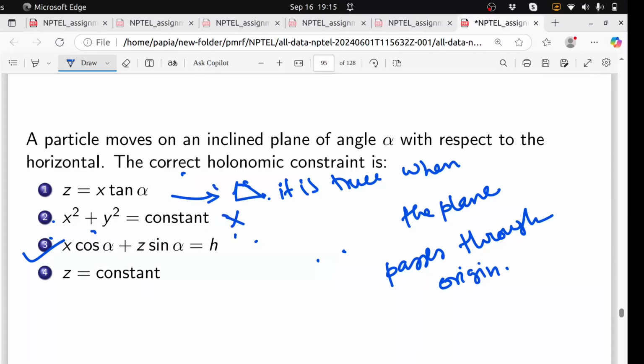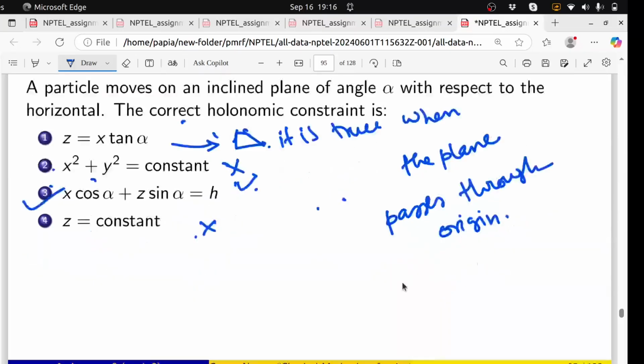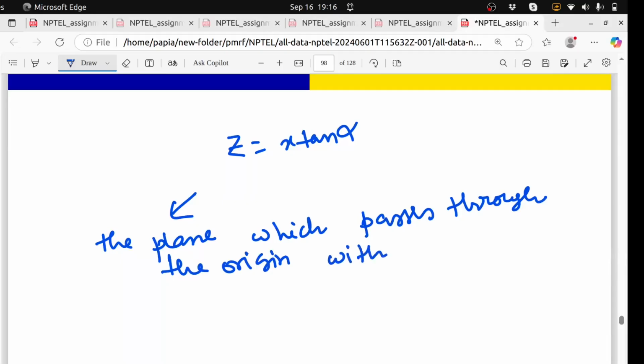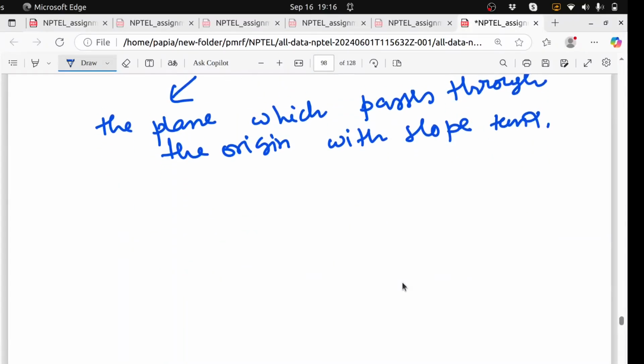Like this represents a cylinder, not a plane, and this is the correct one. And z equals to constant is a horizontal plane, that is also not correct. So I can tell the other options as well. z equals x tan alpha represents the plane which passes through the origin with slope tan alpha, right?